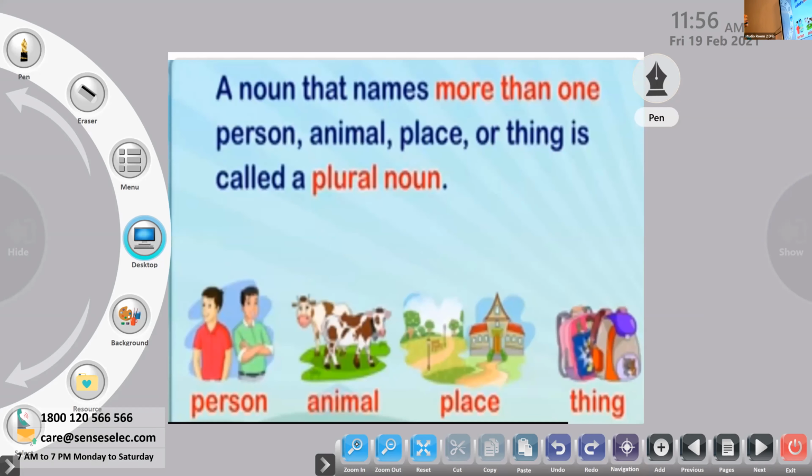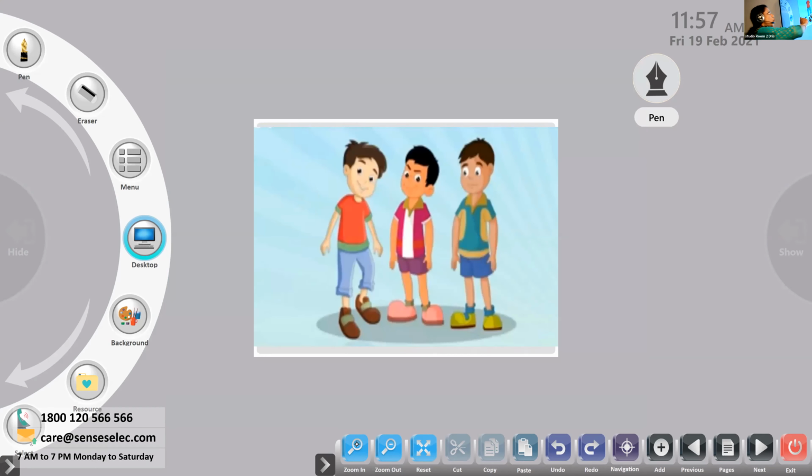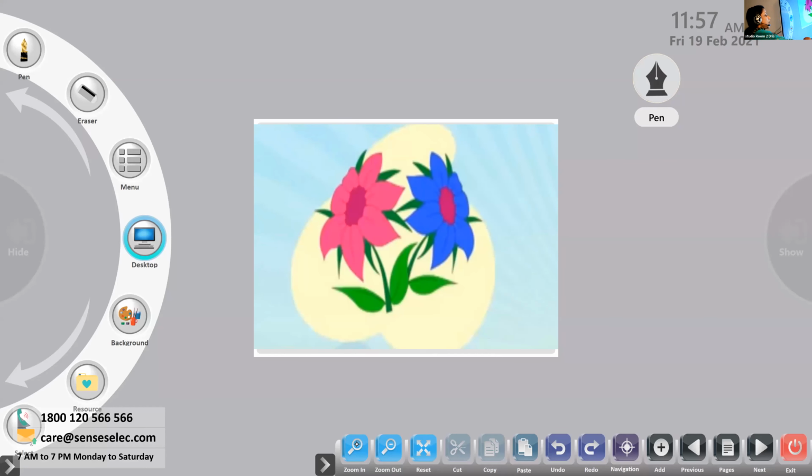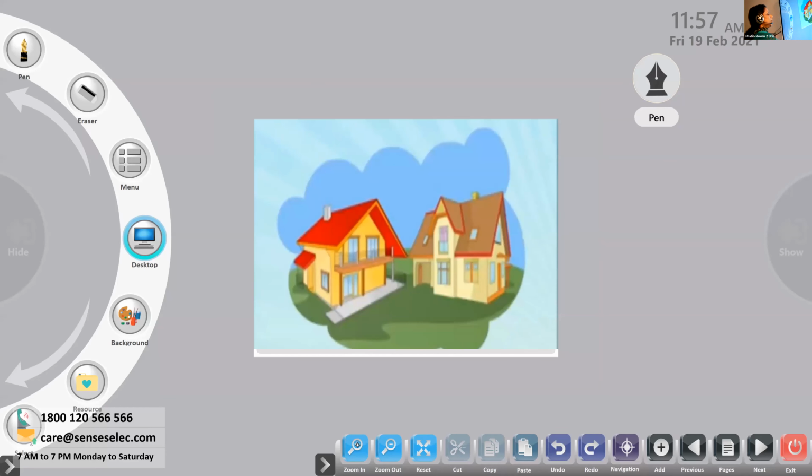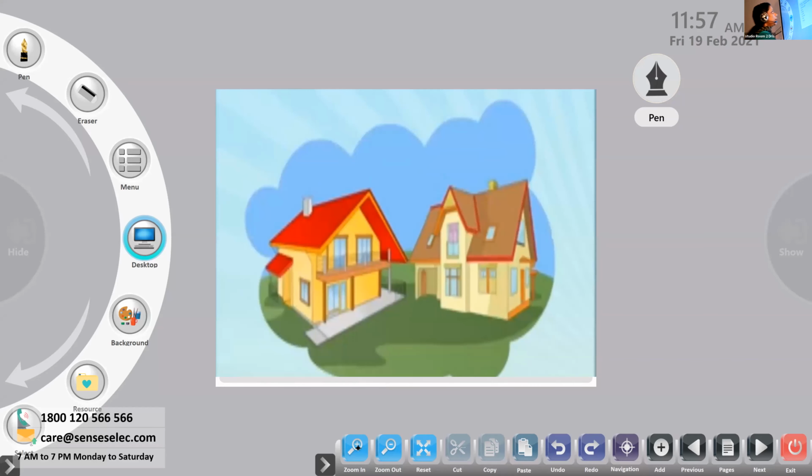A noun that names more than one person, animal, place, or thing is called a plural noun. A noun that refers to one is called a singular noun, and a noun that refers to more than one is called a plural noun. When we change from singular into plural, if there is more than one boy, we call them boys. Flowers, houses, if it's more than one.